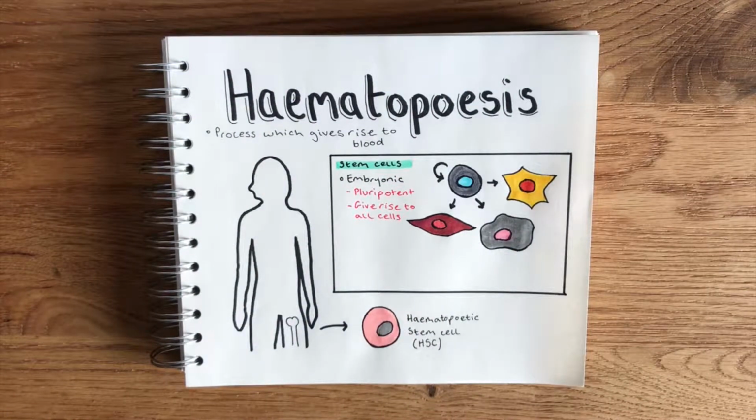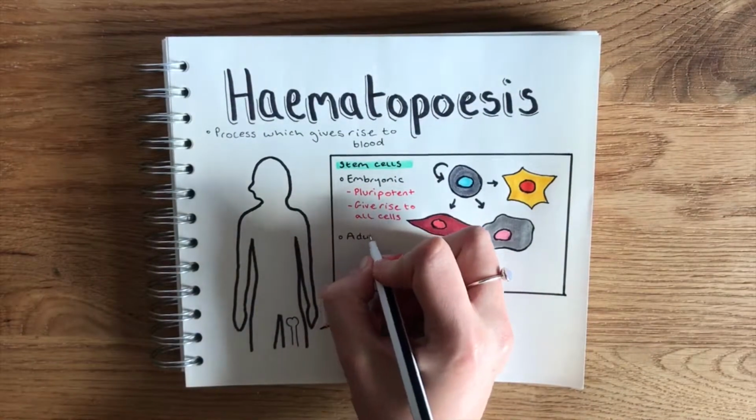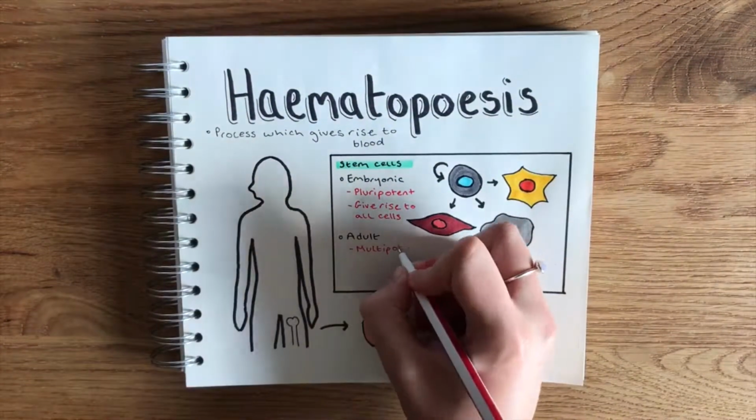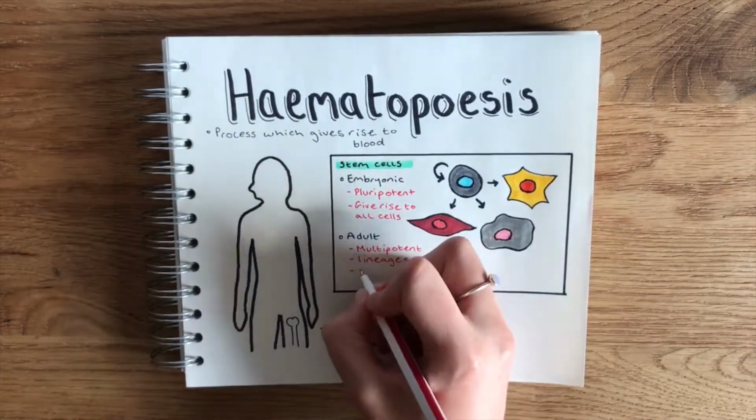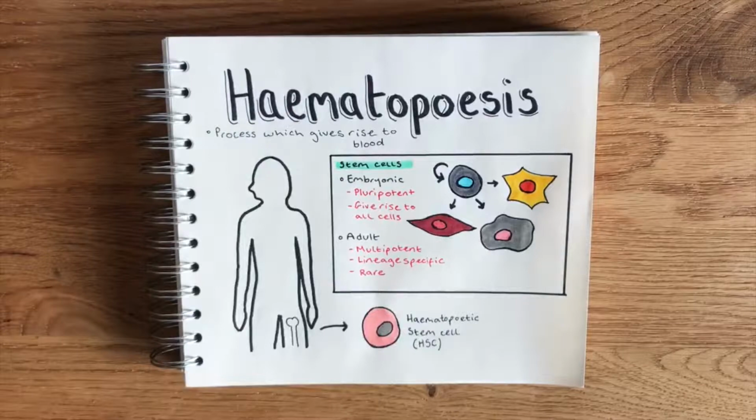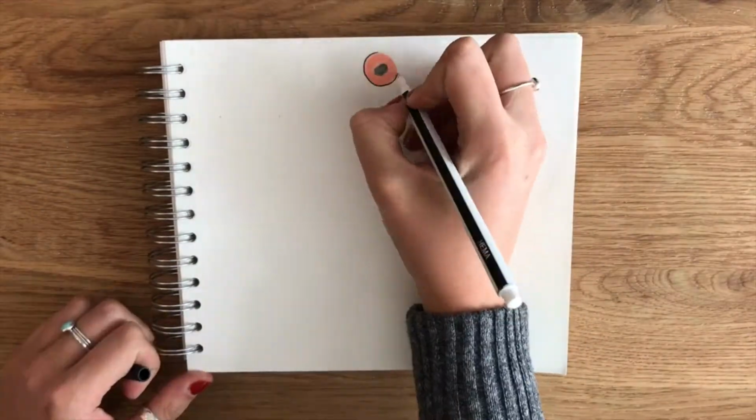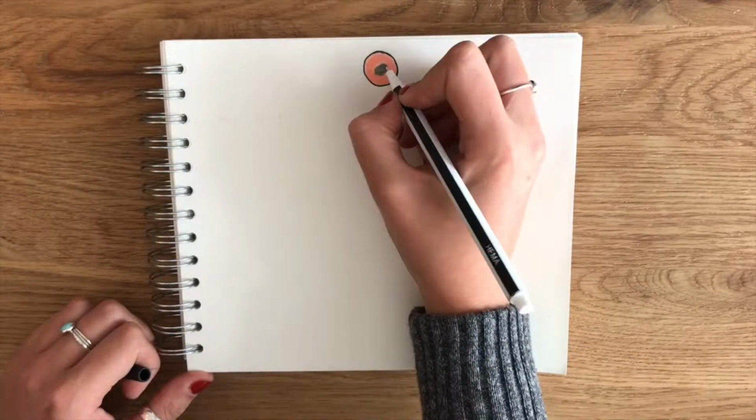The other type of stem cells are known as adult stem cells, and these are known as multipotent, which means that they're lineage restricted. So in a minute, I'm going to explain how hematopoietic stem cells generate all of the cells that make up our blood, but a hematopoietic stem cell would not be able to generate, say, a nerve cell or a muscle cell.